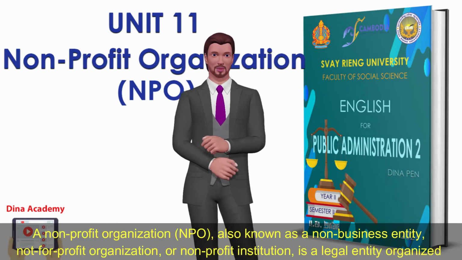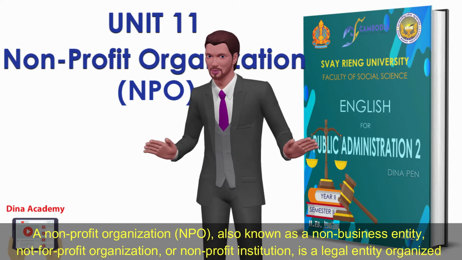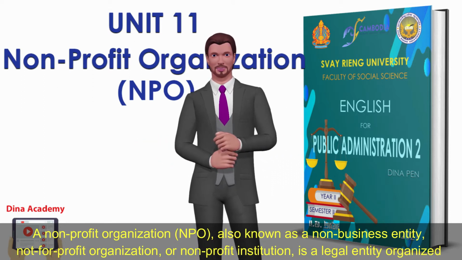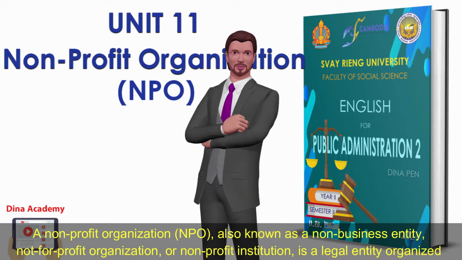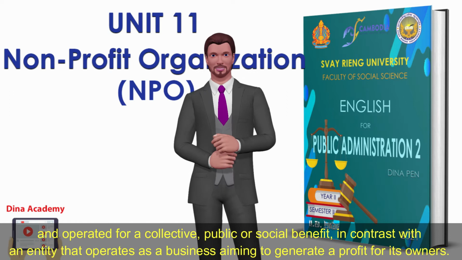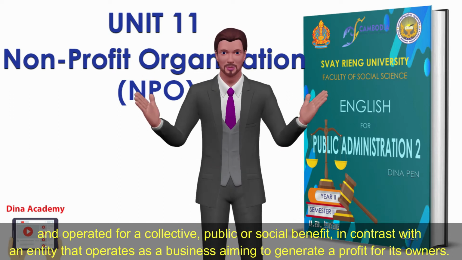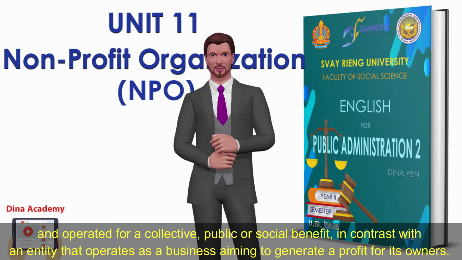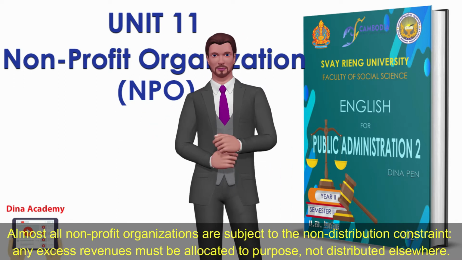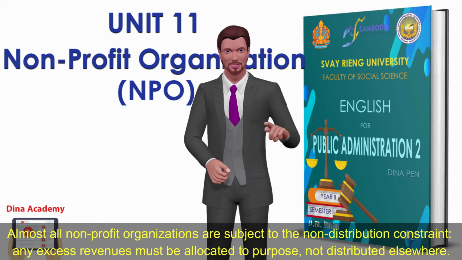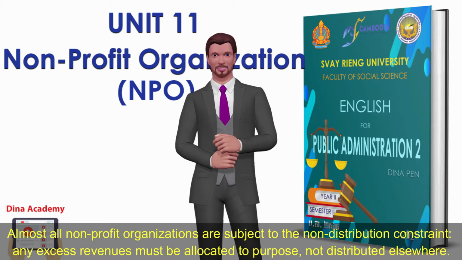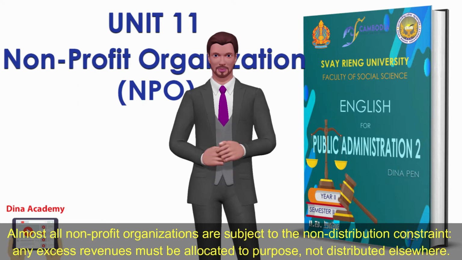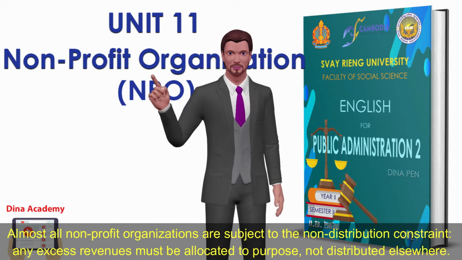A non-profit organization, NPO, also known as a non-business entity, not-for-profit organization, or non-profit institution, is a legal entity organized and operated for a collective, public or social benefit, in contrast with an entity that operates as a business aiming to generate a profit for its owners. Almost all non-profit organizations are subject to the non-distribution constraint. Any excess revenues must be allocated to purpose, not distributed elsewhere.